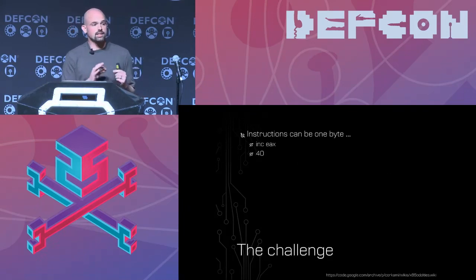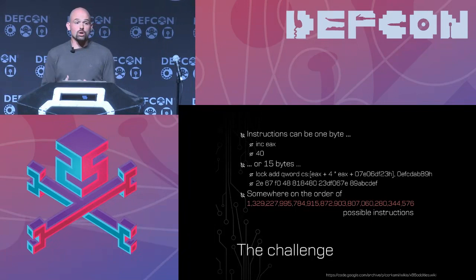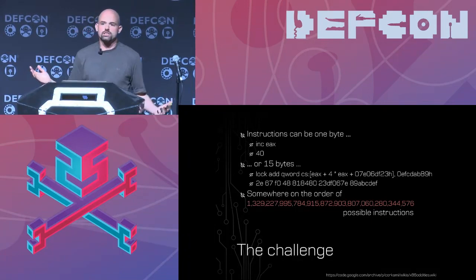The challenge with x86 is the instruction format is very, very complex. In x86, you can have 1 byte machine instructions, like increment EAX is hex 40. You can also have 15 byte machine instructions, like an add with a CS override, complicated memory access, and a complicated immediate value. And you can have everything in between as well. So if we look at a worst case scenario and assume all the instructions are 15 bytes just for simplicity, you're looking at something like 1.3 undecillion possible instructions on this architecture.